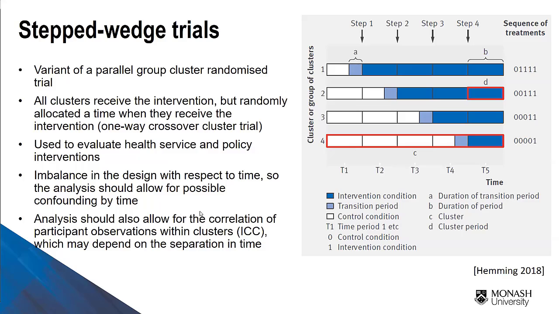The analysis needs to allow for the correlation of participants' observations within clusters and over time. And it also importantly needs to allow for the fact that we've got more clusters receiving the intervention in the latter part of the trial than in the former part of the trial. So if there are these kinds of secular changes, then they need to be adjusted for in the analysis. So that's a really important aspect of this design.